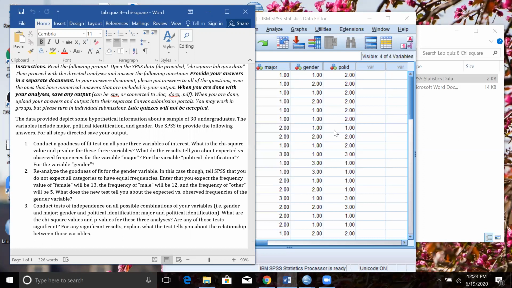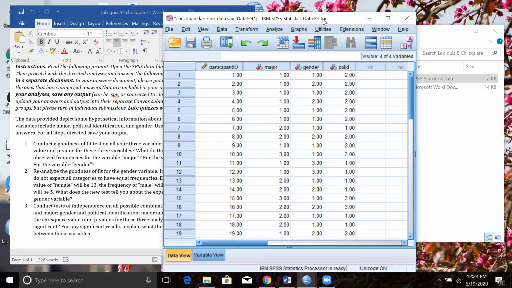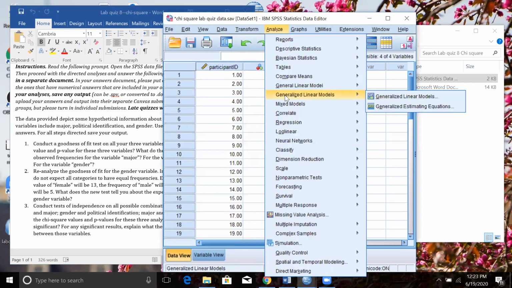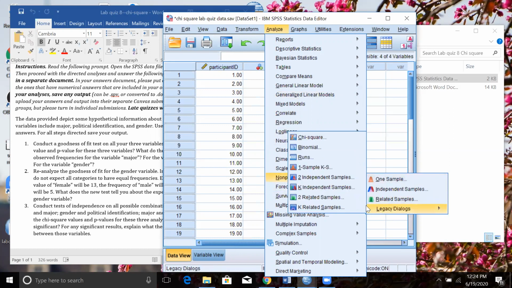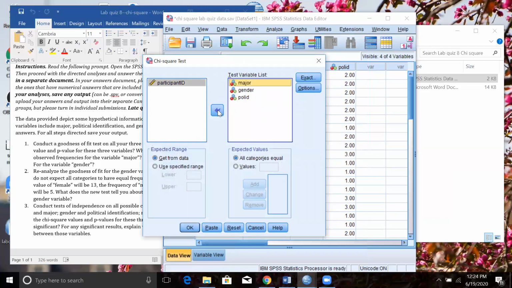So we're going to reanalyze goodness of fit. And in this case, we're going to tell SPSS that we do not expect all categories to have equal frequencies. We're going to enter expected for female to be 13, for male to be 12, and other to be 5. Typically, you can't run a chi-square with an expected frequency that is less than 5. So now back to our non-parametric tests, back to legacy dialogues. Chi-square. So we can get rid of the other variables because we're not going to run another analysis on them.